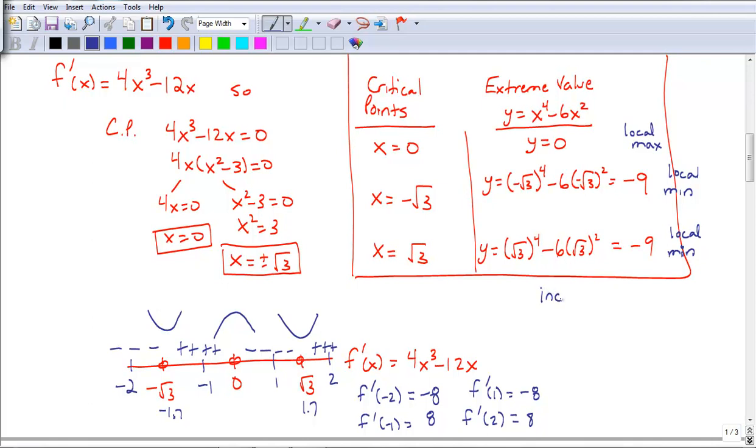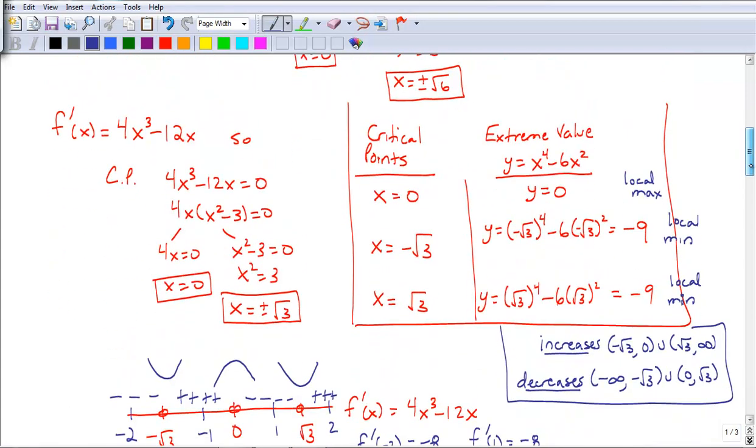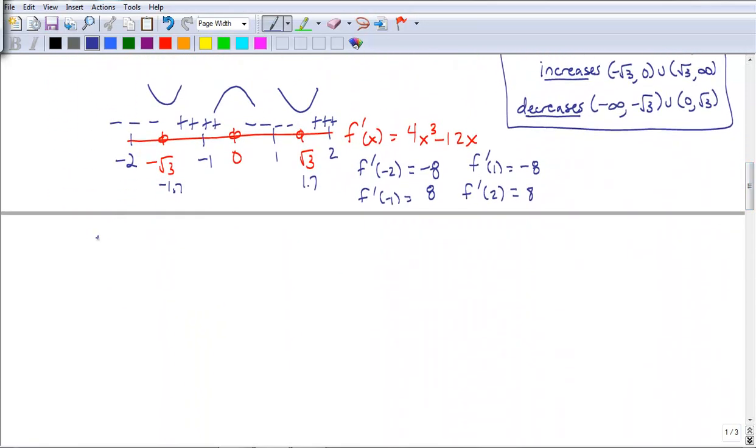And I know where it increases and decreases. It increases from negative root 3 to 0 and from root 3 to infinity. It decreases where the first derivative is negative, in this case negative infinity to negative root 3, and 0 to positive root 3. So we also know where it increases and decreases. Generally, this is enough to draw the graph. But we're going to look at the second derivative just to double check our concavity when we're done.